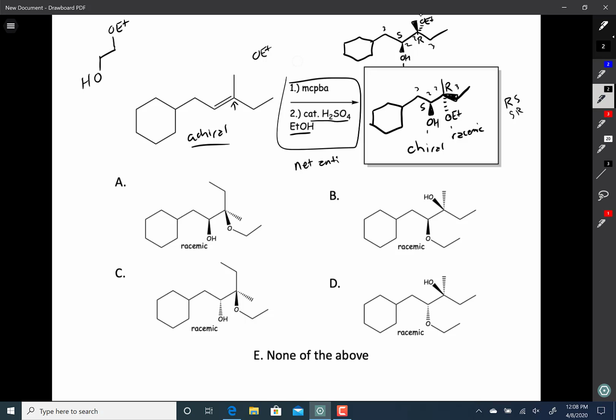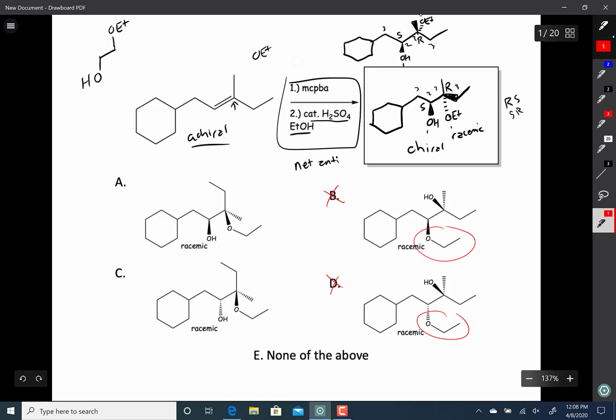Well, let's take a look. Now if we take a look at choices B and D, we can rule those out because the OEt group is on the less substituted side instead of the more substituted side. So, you've got to look back at A and C. And now it's just a matter of figuring out R's and S's.